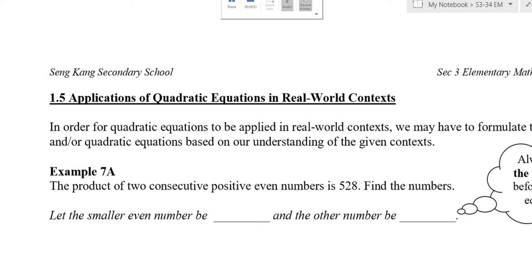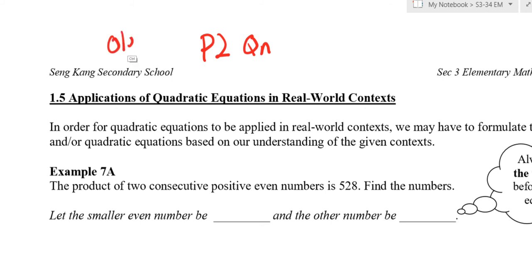Can everyone write this down? This is a typical paper 2 question in O level. I say typical, I never say sure come out. But if it does come out, most of the time it is 6 marks and above.